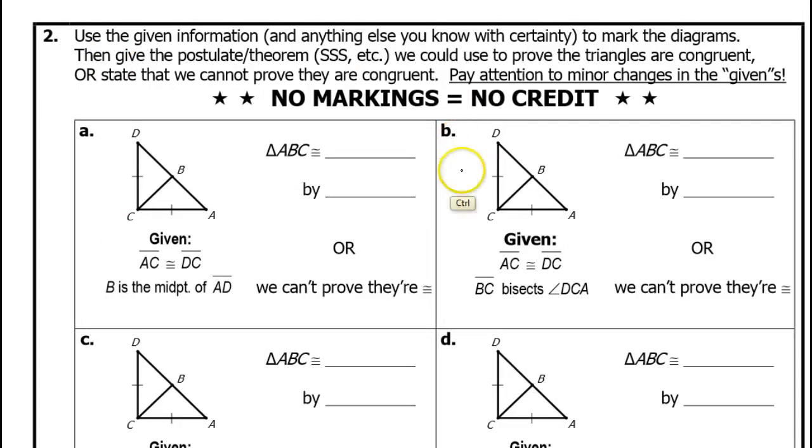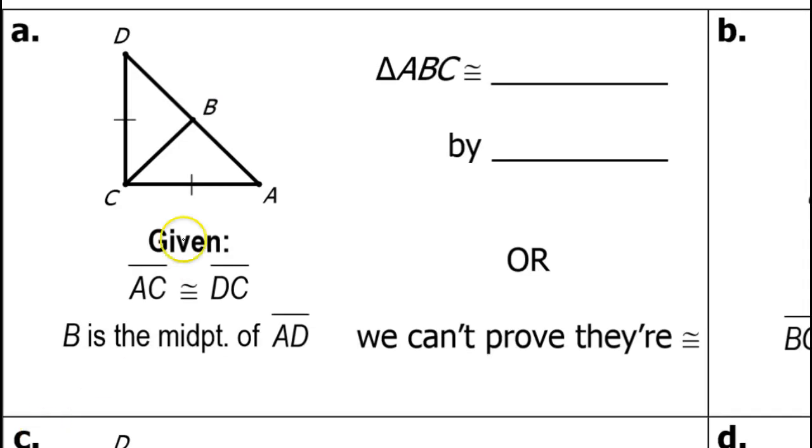All right, so we're moving on to problem number 2, and we'll be doing this A, B, C, and D. But the next several problems are under problem number 2. So we are given that AC is congruent to DC, and they already marked that for us, but I'm going to mark it myself. B is the midpoint of AD. So here's AD. So if B is the midpoint, then that means that DB is going to be congruent to BA.